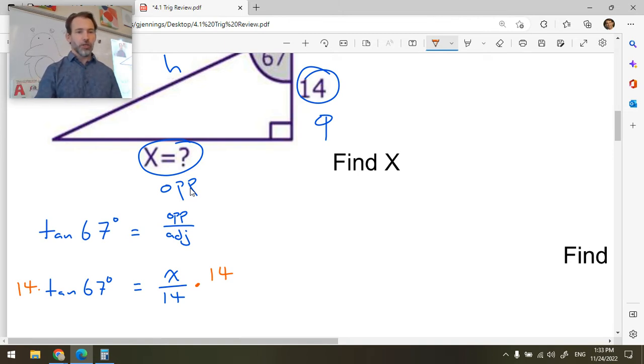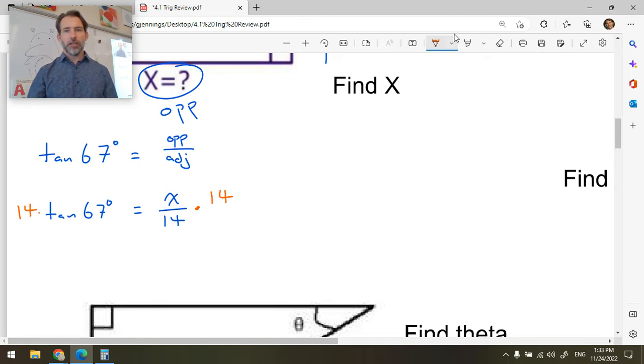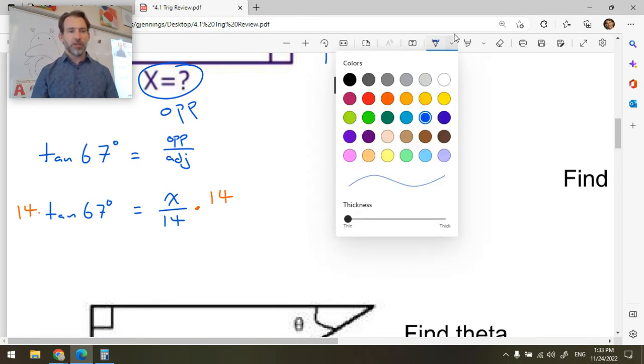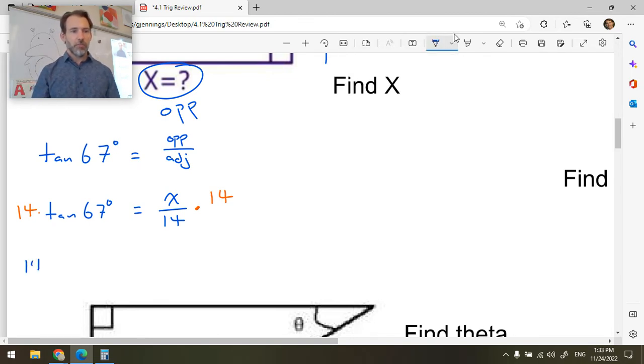That way, in your work, you will very clearly have this beautiful expression: 14 multiplied by tangent 67 degrees is exactly equal to x. There's the exact value of x. And then we can calculate it. So x is going to be equal to something.